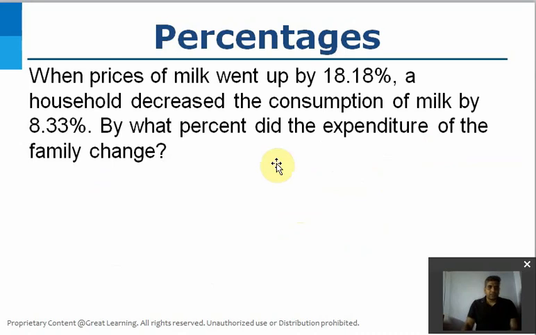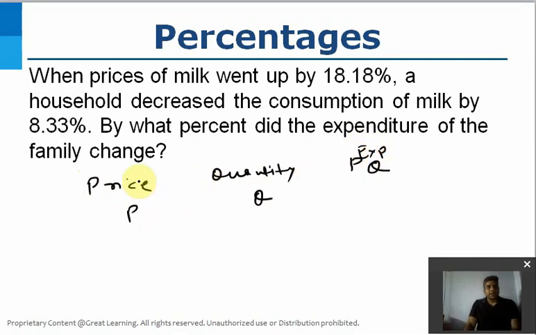Similarly, another example of that particular question: suppose the price of milk went up by 18.18%, and a household decreased consumption of milk by 8.33%. By what percent did the expenditure of the family change? Suppose my price of milk was P and my quantity which I used to take was Q, and my expenditure on milk was P into Q.